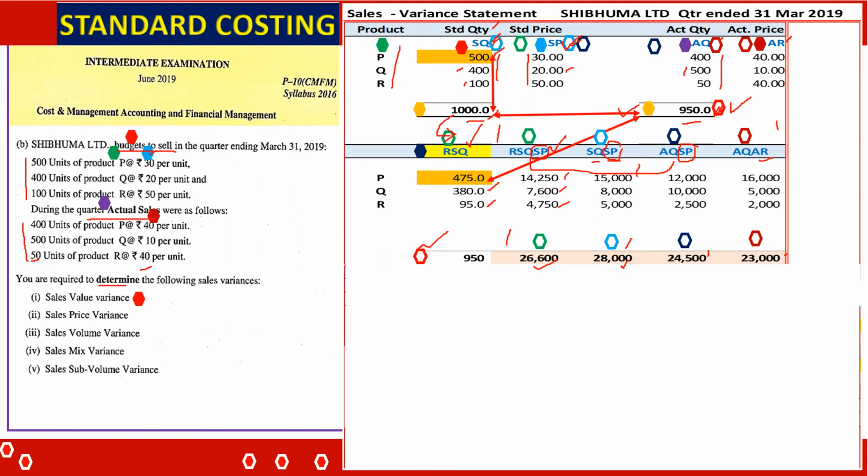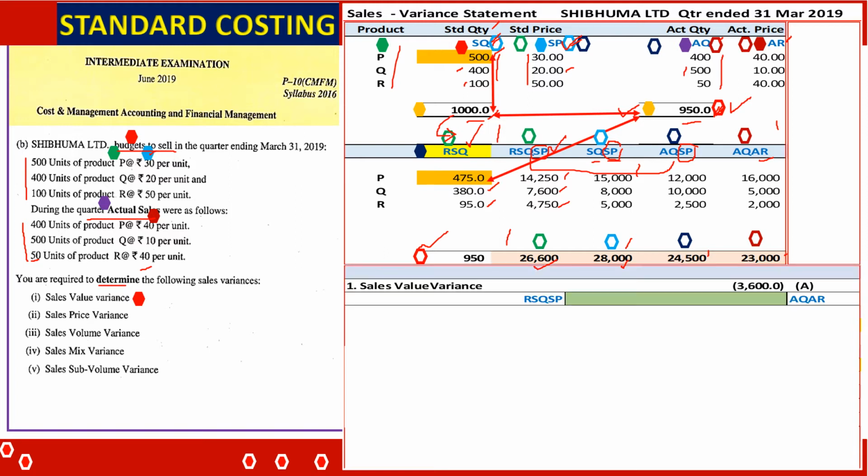What do you mean by sale value? Sale value, when we talk of, is starting from here going up to here. Fourth value and first value. We have highlighted this space with the green also. RSQ, SP and AQAR, first column and fourth column, difference between the two. When you deduct, you should start from your right. Means we start from here.